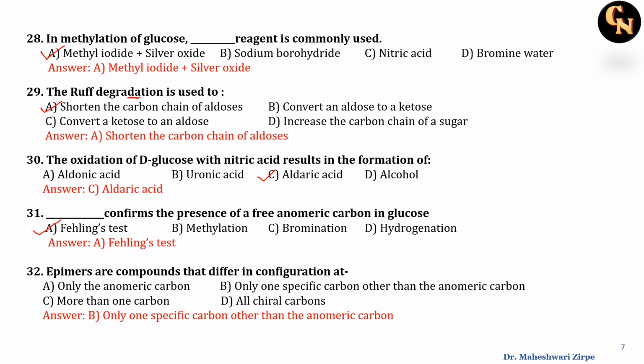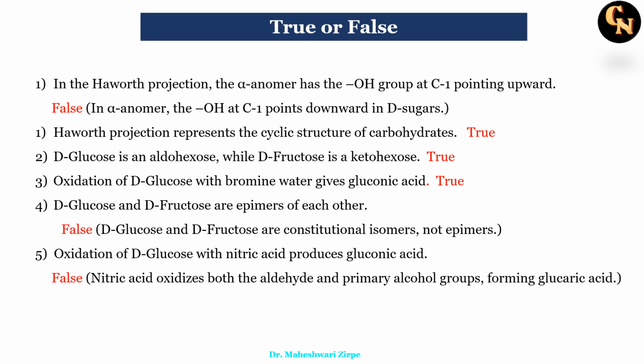Okay. The next is epimers are compounds that differ in configuration at dash. So epimers are those compounds which differ by what? Only one specific carbon other than anomeric carbon. So option B is the correct option. So these are your basically multiple choice questions from carbohydrate lesson. Now next we will see true or false.